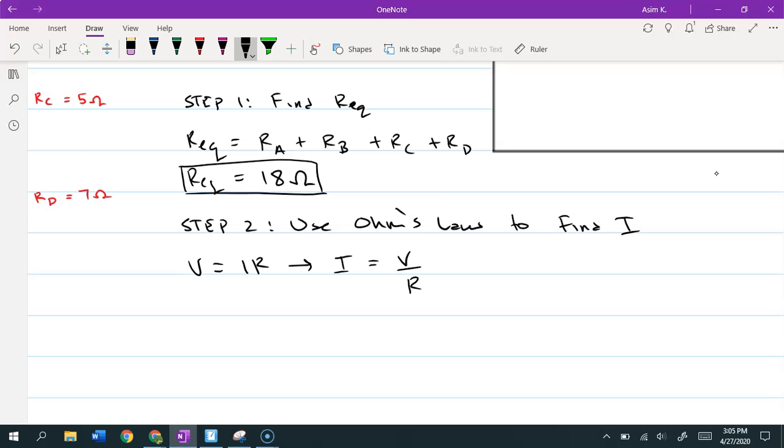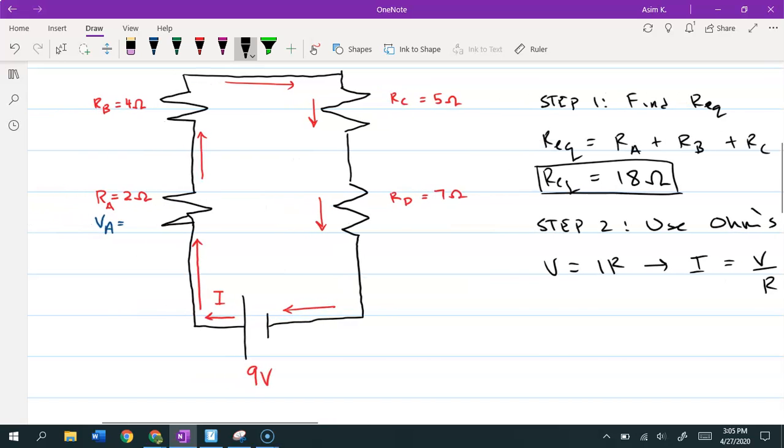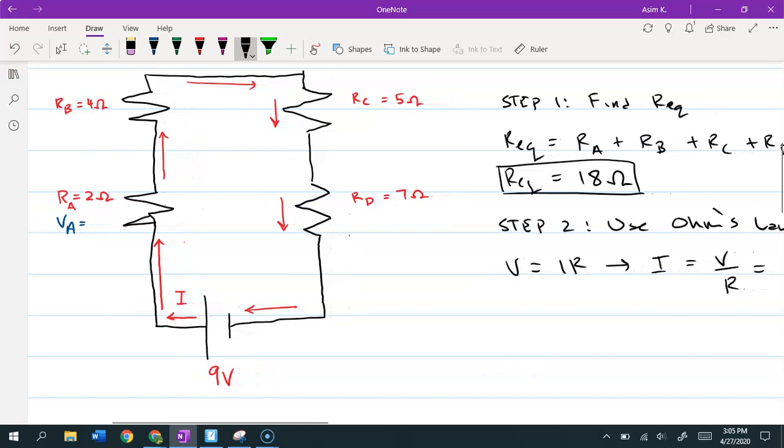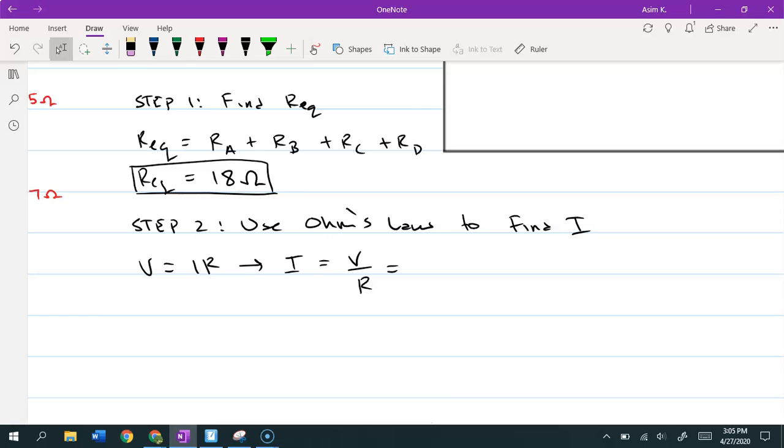So if I is equal to V over R, the battery's voltage was 9 volts. So what we know is 9 volts divided by 18 ohms, because that's the equivalent resistance right there, is going to give you 0.5, and the units on this are amperes. Some people call it amps. So we end up with I total. The total current running through this circuit is going to be 0.5 amperes.